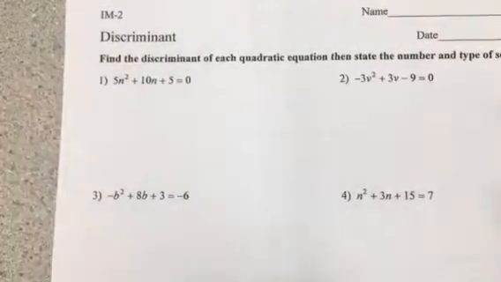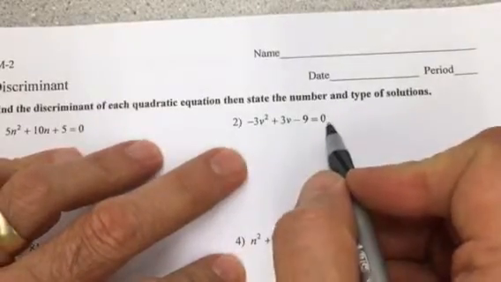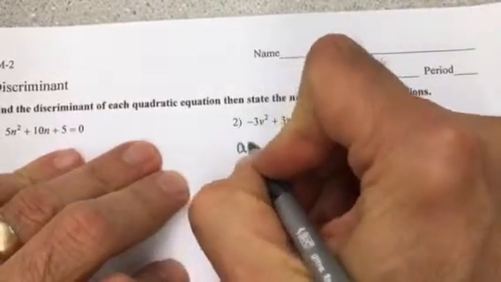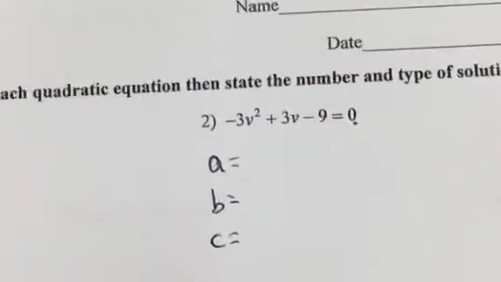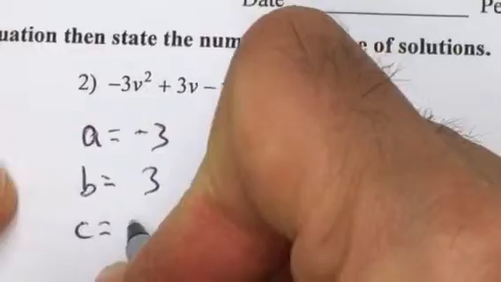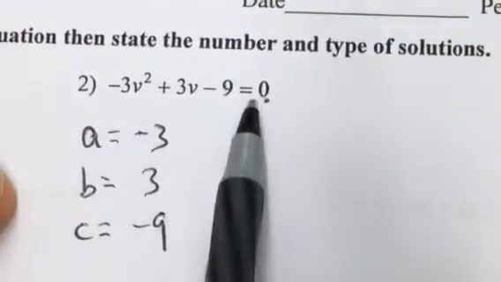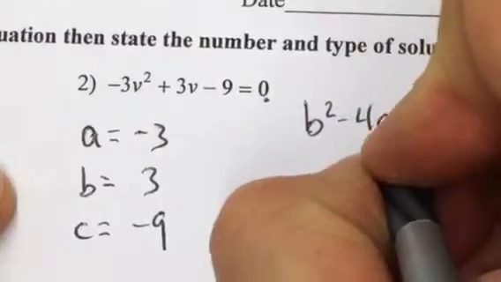I'm gonna do a couple of these. This one right here, it's equal to 0. So I'm gonna say A equals, B equals, C equals. I'll zoom in so you can see a little bit better. Can you see that? Yeah, there we go. A is -3, B is 3, C is -9. We're looking at B squared minus 4AC.